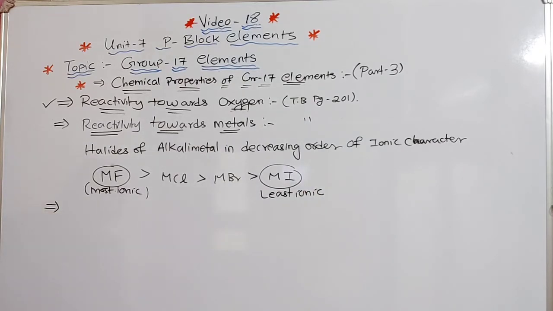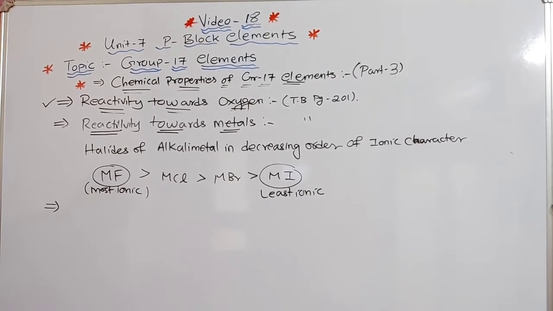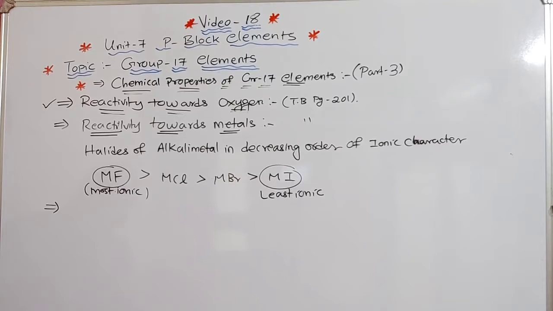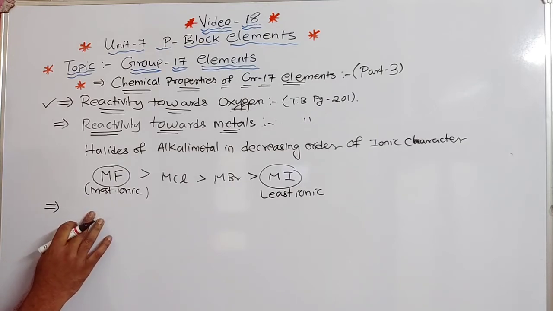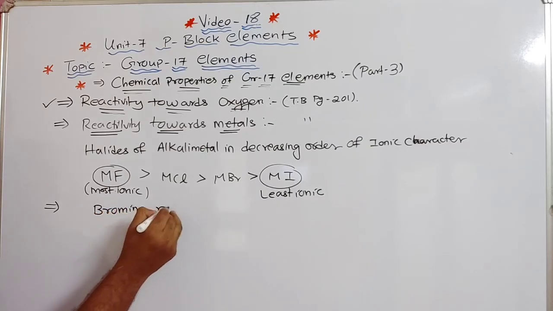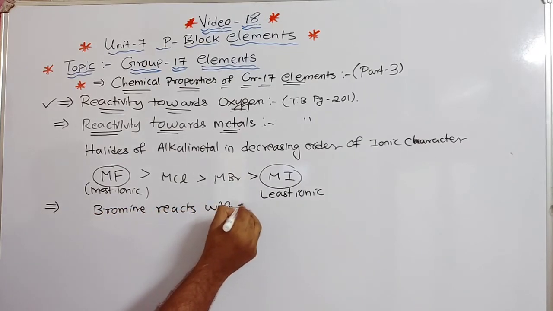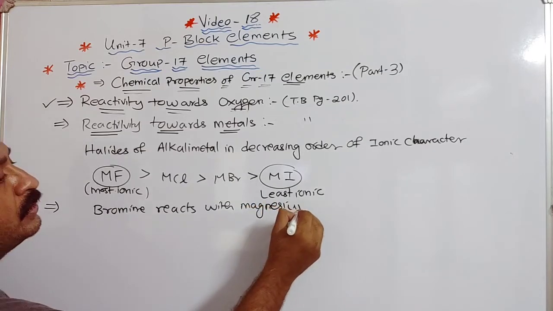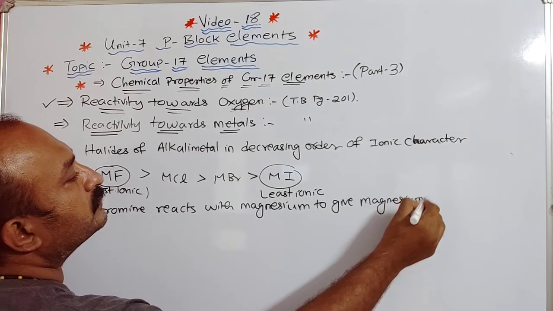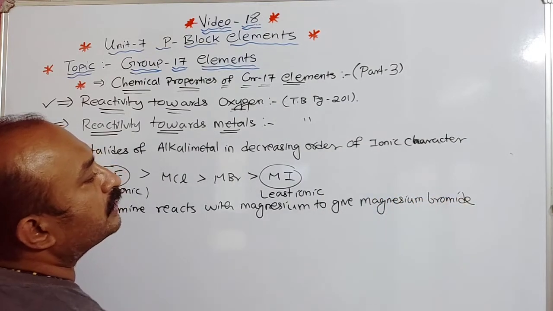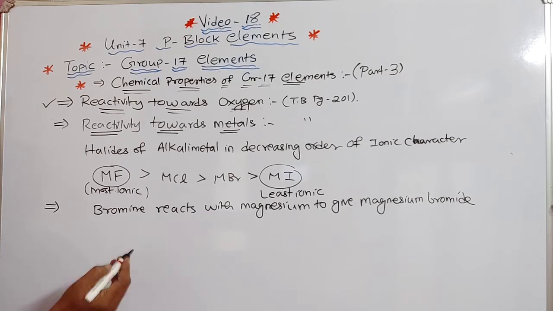Now the second part, in this metal part one question can be asked. Here one topic is there: halogens react with metals to form metal halides. For example, bromine reacts with magnesium to give magnesium bromide.